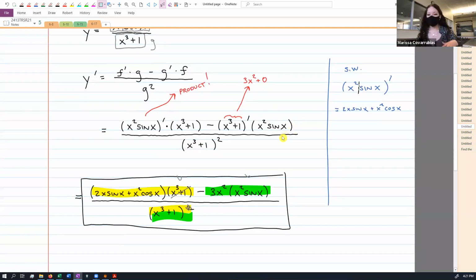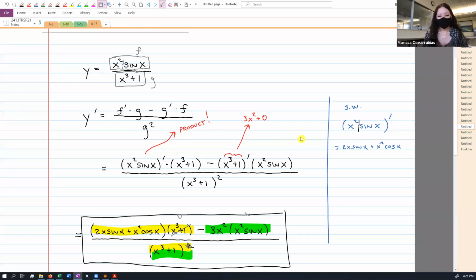Yeah, this one, because I understand the process. I'm just kind of a little confused. So what I did, I did the product rule for the top, and after I got that answer, I plugged it in for the quotient rule.